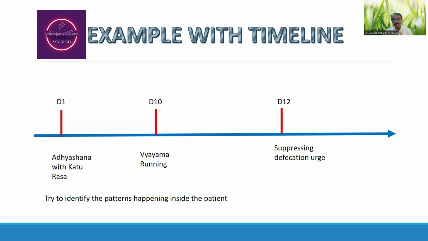If the person is repeatedly following Katurasa Ahara Sevana, there is a possibility of increase of either Pitta or Vata dosha. If the person is specifically consuming Amla Rasa itself, that is the sour taste, then there is a possibility of Pitta dosha increase. For example, sour buttermilk added with salt and pepper, etc., then there is a possibility of Pitta dosha increase to the maximum extent rather than Vata or Kapha dosha. In this way, we have to identify the actual patterns happening inside the patient.